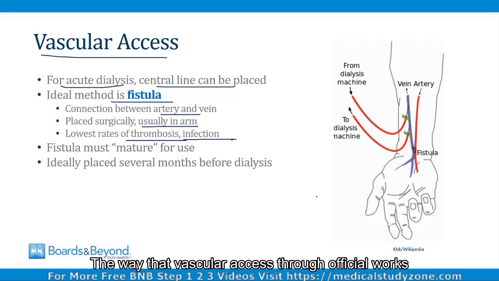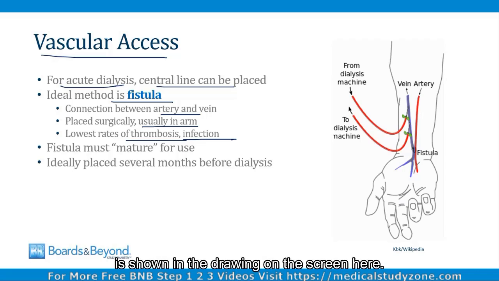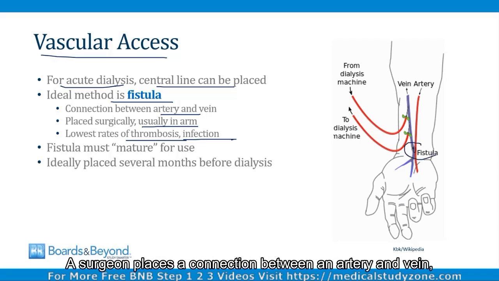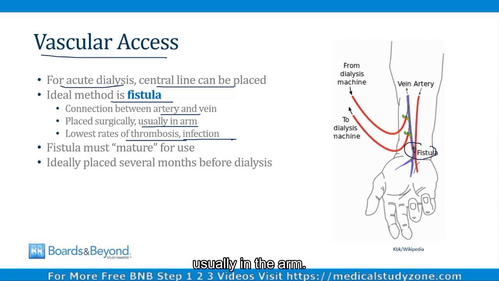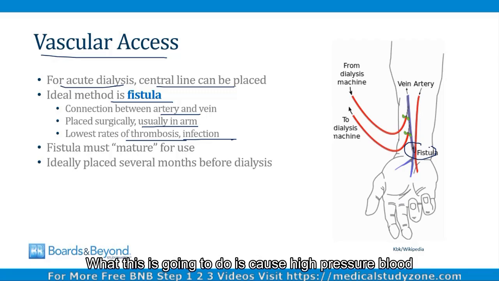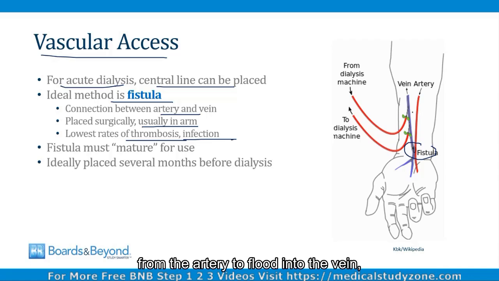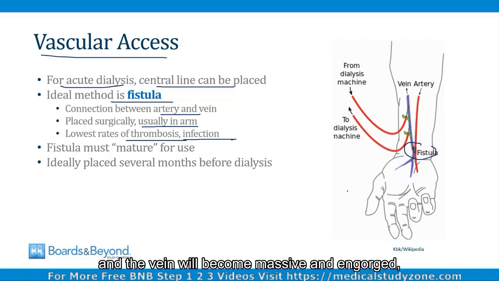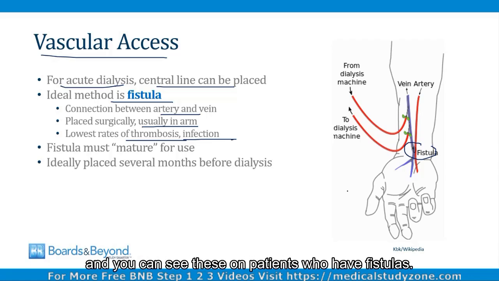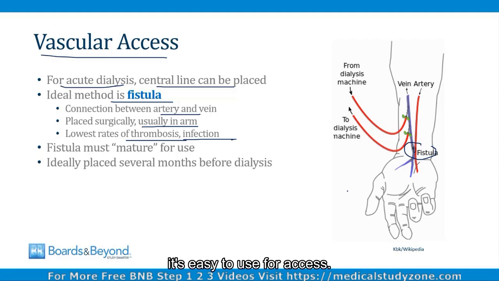The way that vascular access through a fistula works is shown in the drawing on the screen here. A surgeon places a connection between an artery and a vein, usually in the arm. What this is going to do is cause high pressure blood from the artery to flood into the vein, and the vein will become massive and engorged. You can see these on patients who have fistulas. Once the vein is massive and engorged, it's easy to use for access.